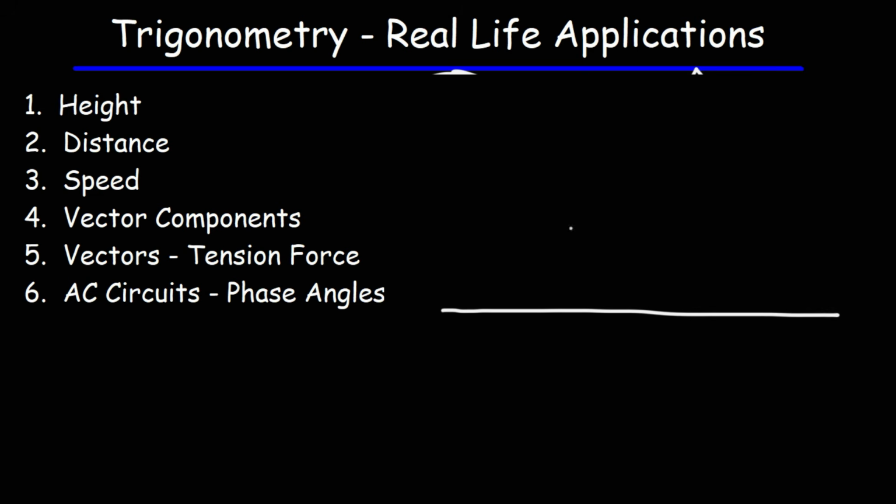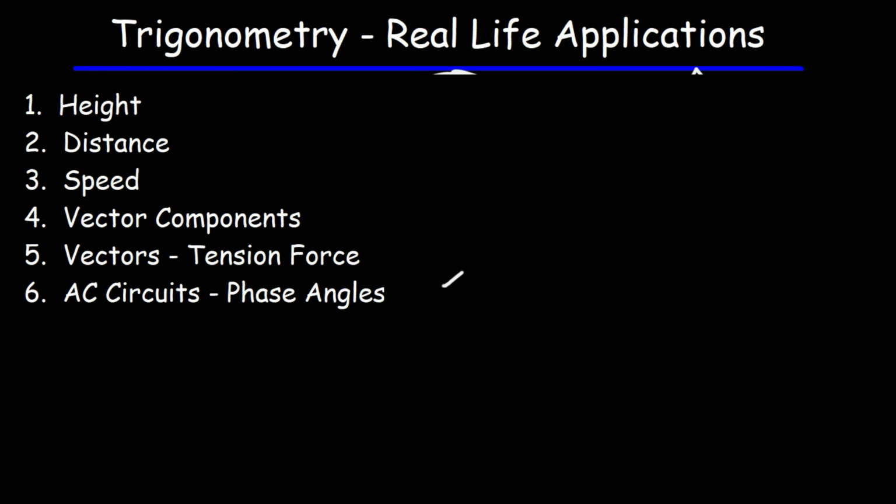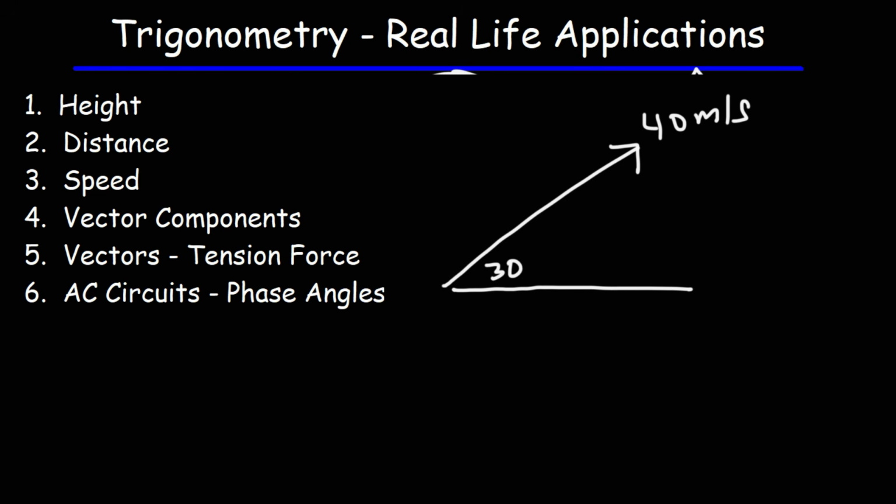So let's say if a person kicks a ball off the ground at a speed of 40 meters per second at an angle of 30 degrees. At the instant the ball was kicked, what is the vertical and the horizontal speed of the ball? So this represents the velocity of the ball. It's 40 meters per second, and it's at an angle of 30 degrees with the horizontal.